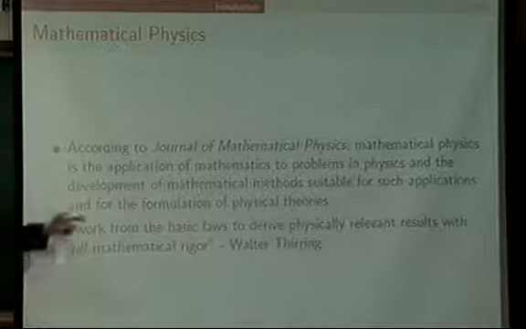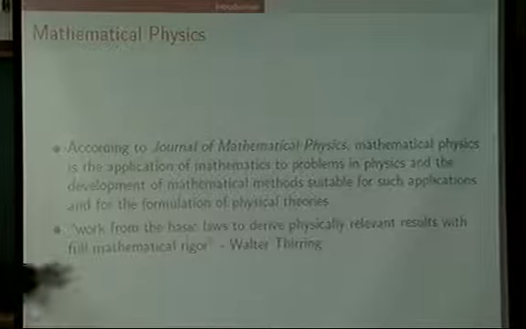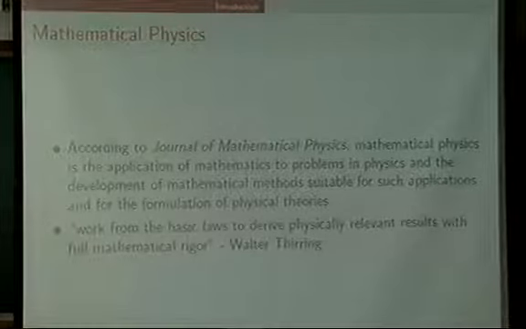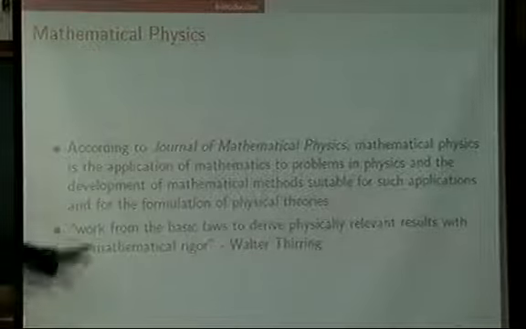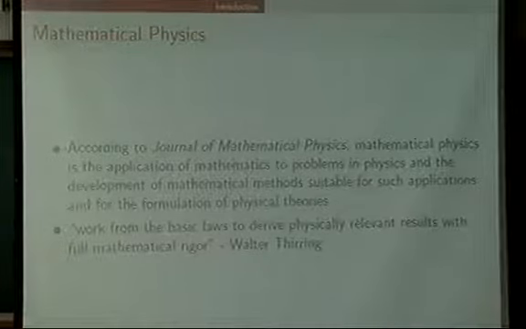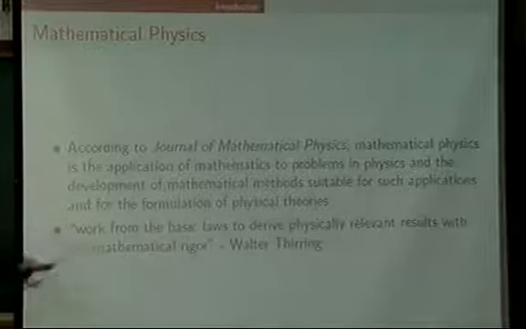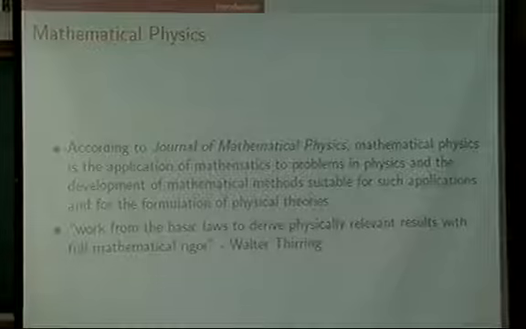The second quote was what I liked most. It's from Walter Thirring, in one of his books on mathematical physics. He said his studies work from the basic laws, and here the basic laws usually means the basic laws of quantum mechanics or some other fields of physics, to derive physically relevant results with full mathematical rigor. You can put quotation marks around full mathematical rigor, because that's what mathematical physicists believe is the most important.